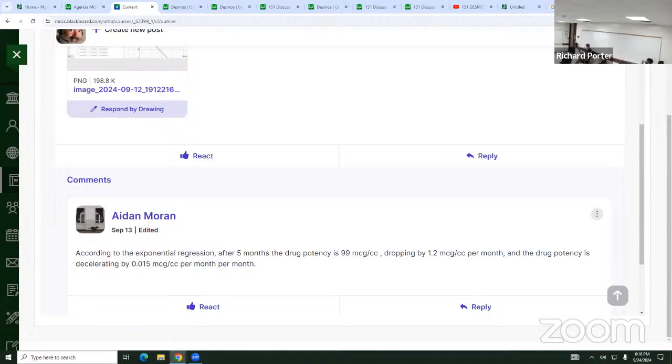Here's the thing. Does everyone understand that it's dropping by 1.2 at 5 months? Between 5 months and 6 months, you think it should drop by 1.2, right? Because it's dropping by 1.2 a month. So if it was 99, it will be 97.8. Okay? It would be, except that's assuming that it's dropping consistently throughout the whole time.